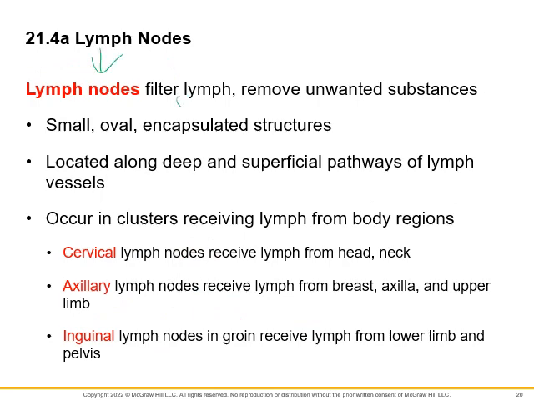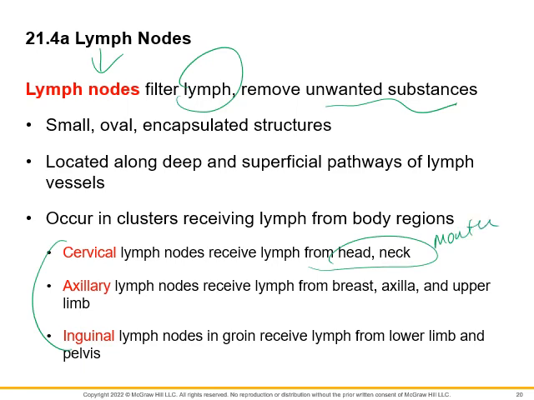Lymph nodes are going to filter the lymph and remove any unwanted substances. We're going to see clusters of them occurring in certain areas. So cervical receives from the head and the neck. So it's cleaning any fluid coming from the head, neck. I often think mouth, things that you inhale, right?